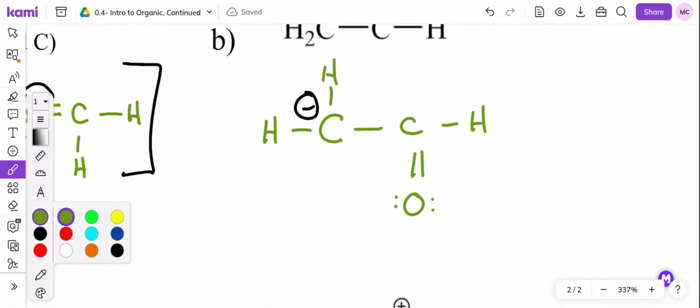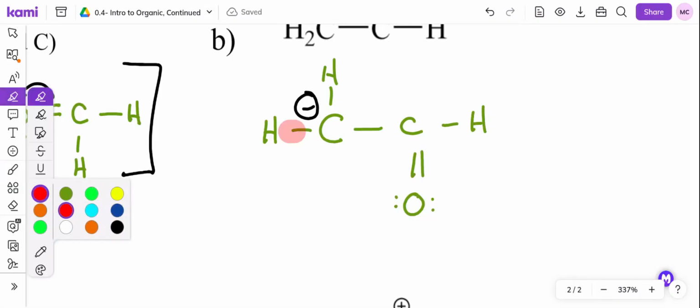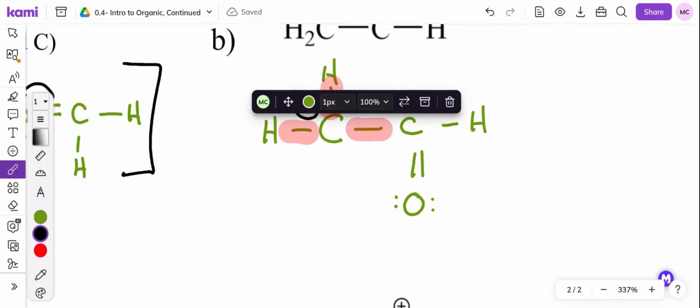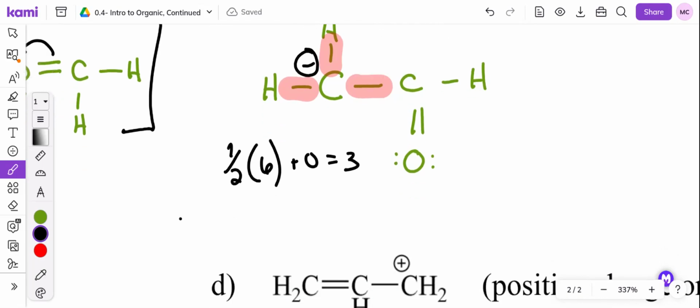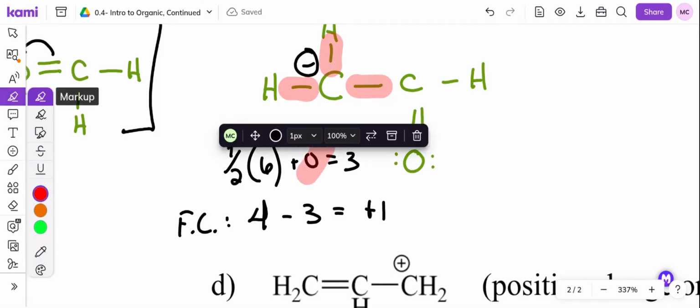So what I'm going to do is look at it as it stands right now. If I were to do a formal charge calculation, I want to do the assigned first, and that would be 2, 4, 6, and 1/2 of 6, with no lone pairs, +0, would give me 3. And I know that carbon's number of valence electrons is 4. So if I did this, that would give me a +1 charge. So that means that this number here needs to change.